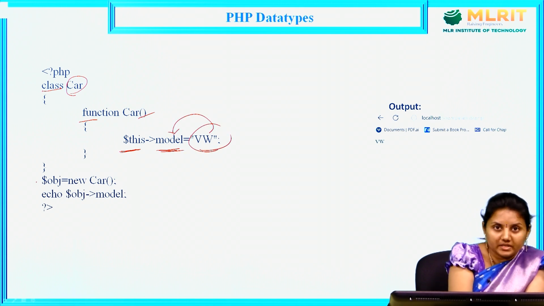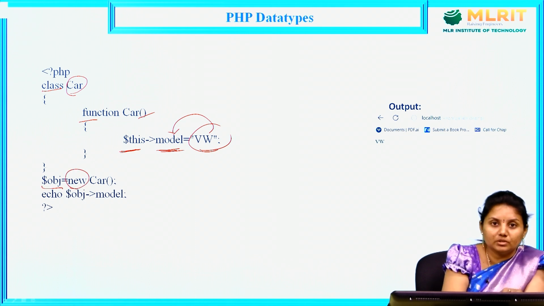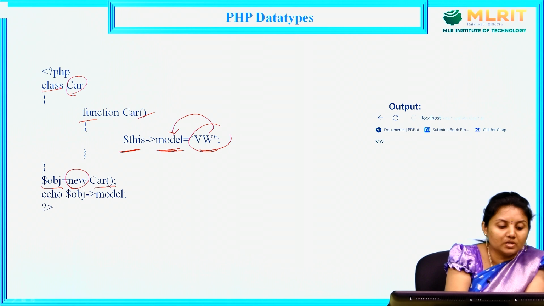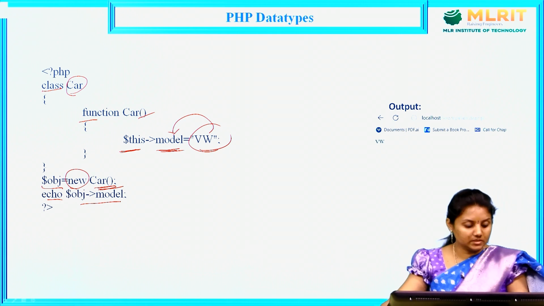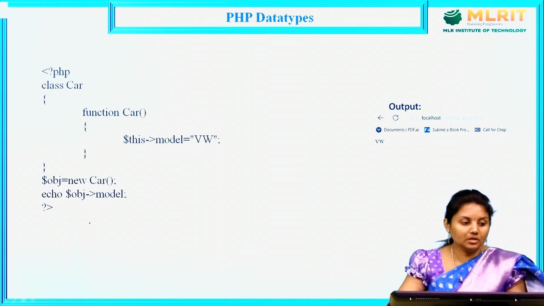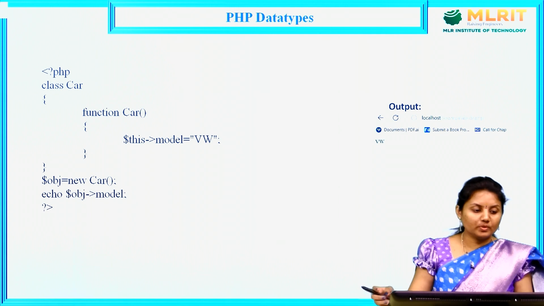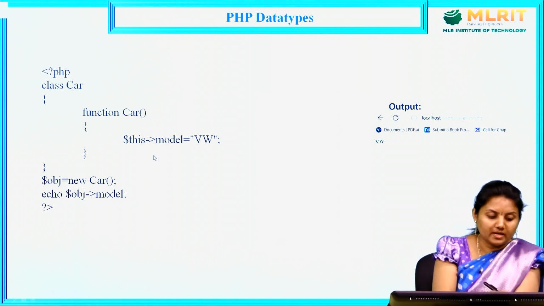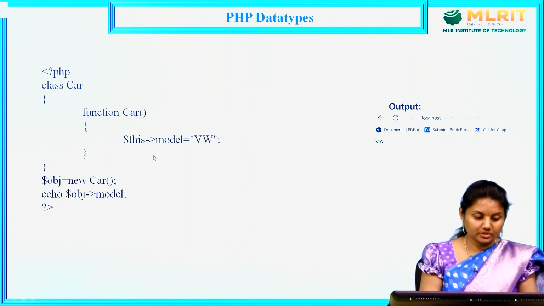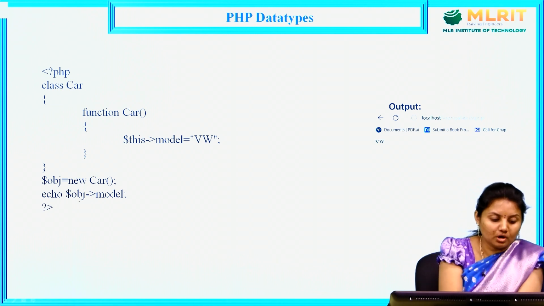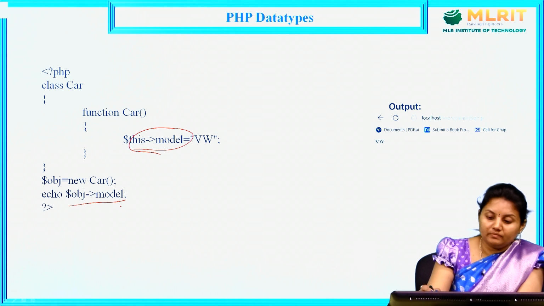Now you are creating an object. So $object, new is the keyword that is used to create an object. And what is the class? Car. So you are creating an object for car. Then echo, printing the statement, printing the model. When you execute this program, you will get the output as a new car when the object is created. So you are trying to call the model, okay.